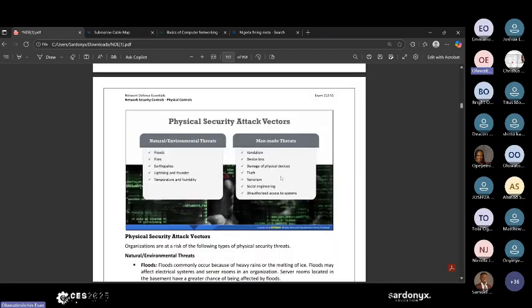So we also have physical security attack vectors. They can be natural or environmental threats, for example floods, fire, earthquake, lightning and thunder, temperature and humidity. And they can be man-made threats, which can be vandalism, device loss, damage of physical devices, theft, terrorism, social engineering, and unauthorized access to systems. Now, terrorism can even be a very important case.